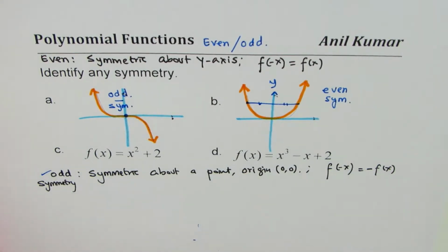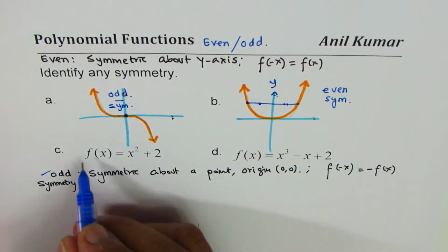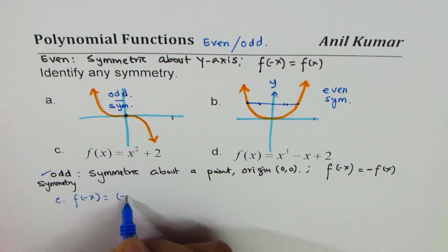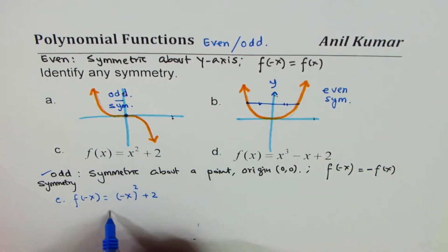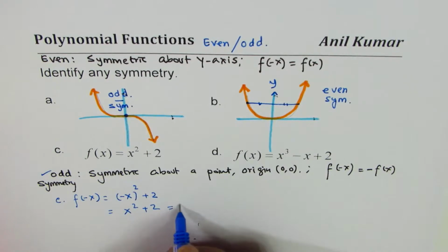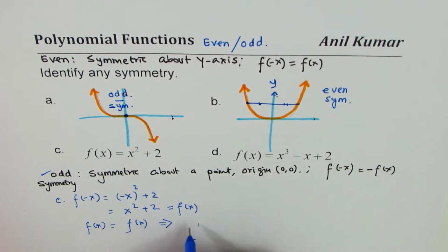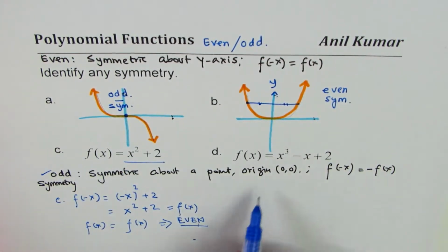Now, how do you do it when the equations are given to you? As I said, we have to find f of minus x. So for C, what is f of minus x? Replace x with minus x. We get minus x squared plus 2. That is to say, x squared plus 2. Now, x squared plus 2 is the same as f of x, right? So f of minus x is equal to f of x, and therefore this leads to even symmetry, correct? So this function is even. It has even symmetry.